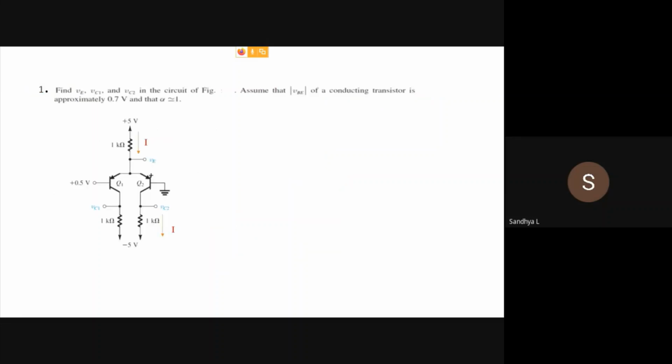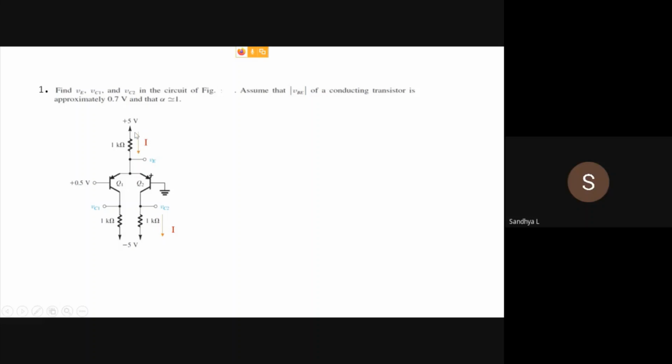Now this is a question, a problem. In this particular problem, you have Q1 and Q2, both are PNP transistors. In the earlier case, Q1 and Q2 were NPN transistors. Since these are PNP transistors, there is a slight difference in the circuit. Here minus VEE is considered. It is not ground, it is minus 5 volt.